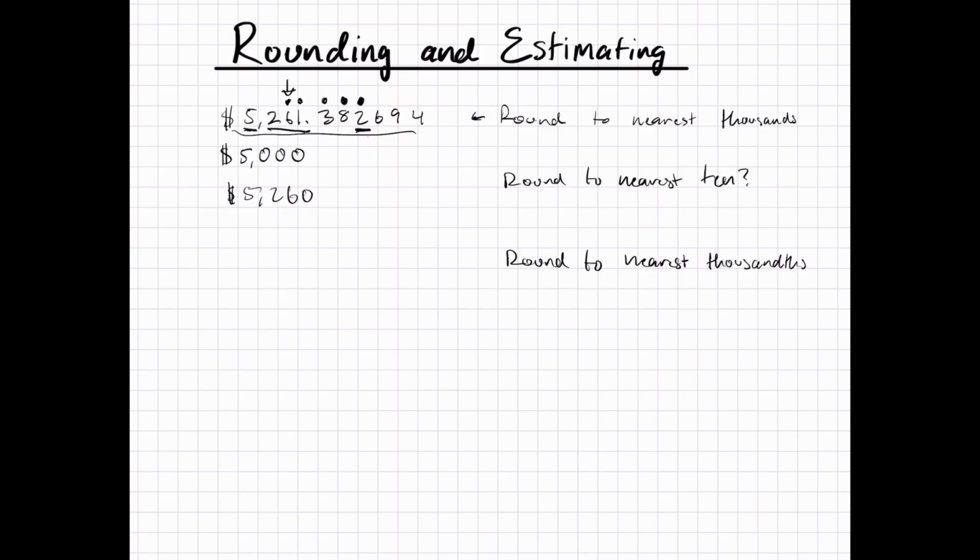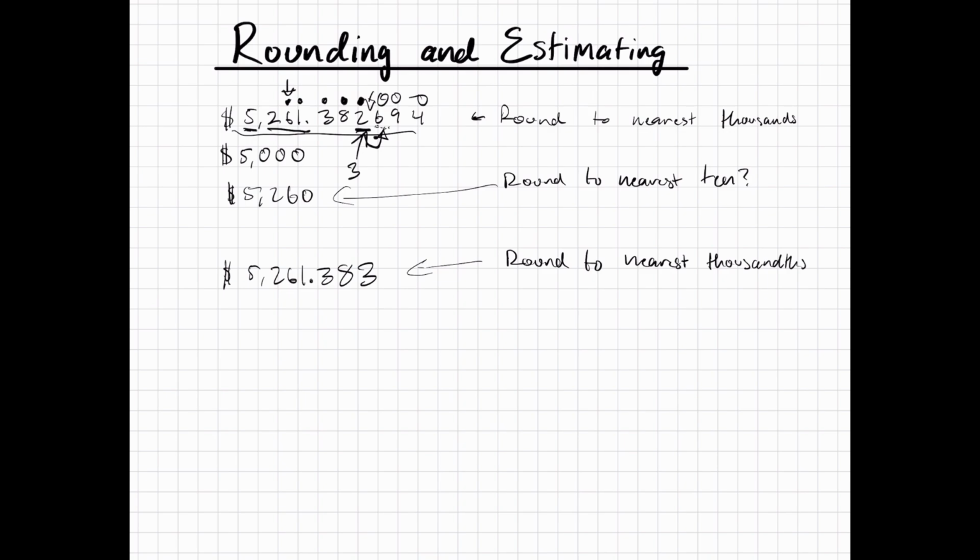So what we do is, common pattern here, we look at the next number. Next number over is a 6. So that's bigger than 5. So it's past halfway through this 2 here. So what that means is we're actually going to round up. So we're going to make all of these numbers 0, and we're going to round this number up to a 3. So what we're left with is 5,261.383. That's rounded to the nearest thousandth. Okay, so this is rounding with decimal places or whole numbers.